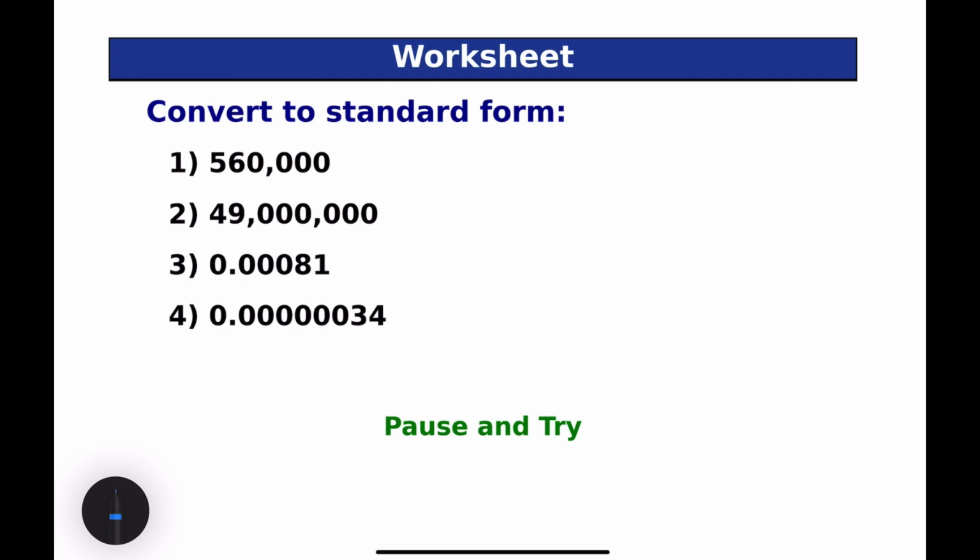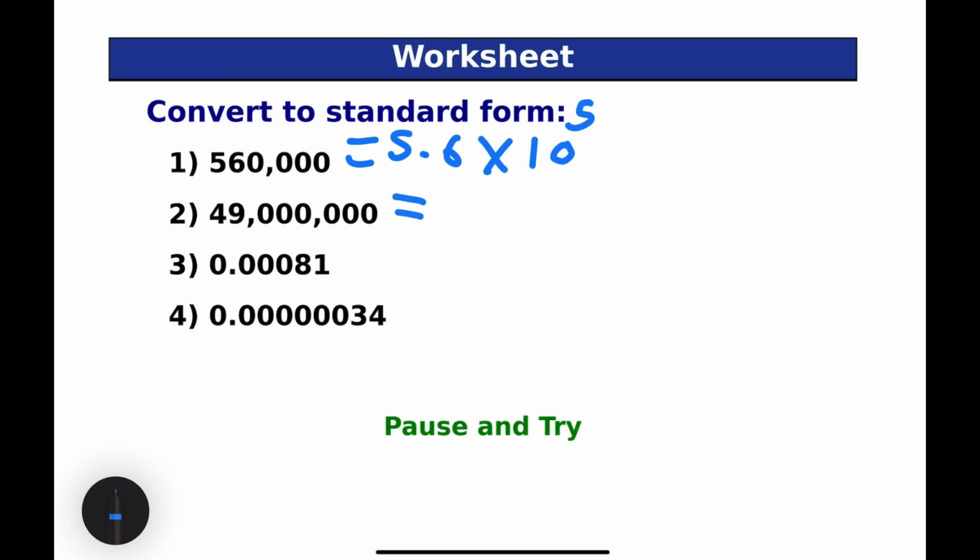Okay, so let's start off with the first question. Let's work out what a is going to be. Well, it's going to be 5.6, as the decimal place is always after the first number. And now let's work out what 10 is going to be to the power of. So let's work out how many times the 5 has moved. So it's going to be 1, 2, 3, 4, 5. So it's going to be to the power of 5, as the 5 has moved from here to here.